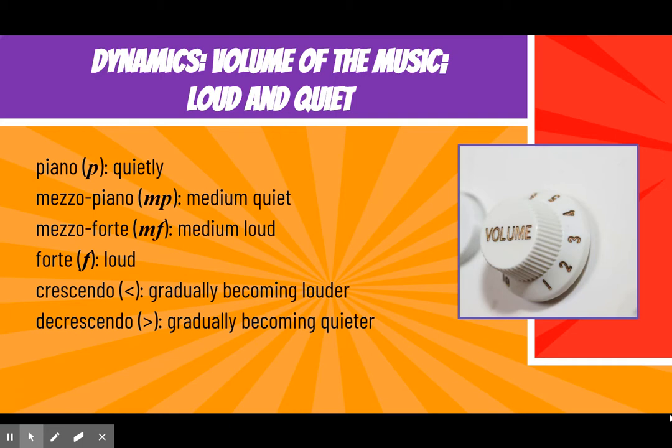When a composer needs to indicate the volume they intend for a performer to use, they use the terms that you see on this slide. Piano indicates to play the music quietly. Mezzo piano indicates medium quiet. Mezzo forte indicates medium loud. And forte indicates that the music should be played loudly. If there is a crescendo in the music, the intention is for the music to gradually become louder. But if there is a decrescendo, it means that the intention is for the music to gradually become quieter.